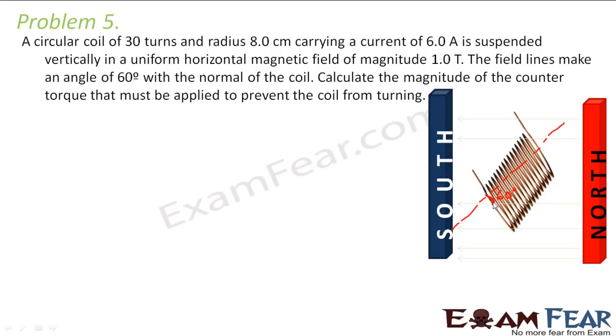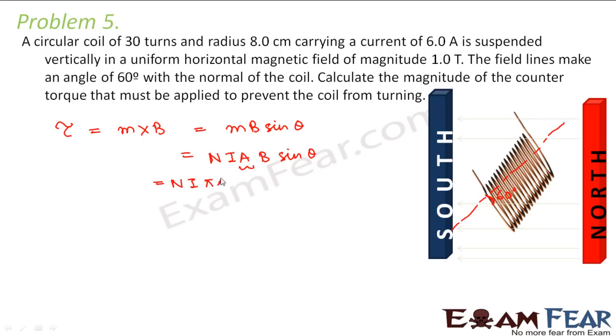So that means there is a torque which will act on this, which will make this turn or rotate. So the counter torque has to be equal to this torque which will make it rotate, right? So the torque will be equal to M cross B, which will be equal to MB sine theta. Now what is M? M is nothing but number of turns into I into A. So what will be the area of this coil? Area is nothing but pi r square. So this into B into sine theta.